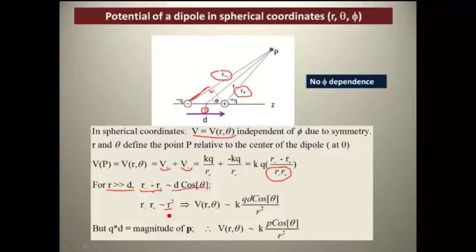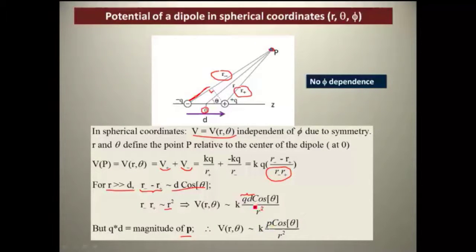Putting these two approximations into V, we then get the expression for the potential at the point P right here as a function of r, which is the position vector of the point P, the length of that vector, and the angle theta. That's the angle between r and the z-axis. Okay, so if we identify that q times d is the magnitude of the vector p, then we can write the potential, as we show here, as k times p cosine theta over r squared. A very simple equation, but one that's very useful.